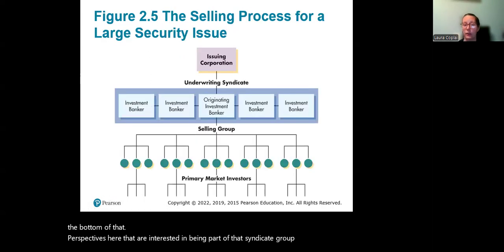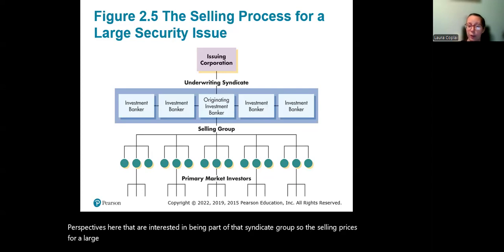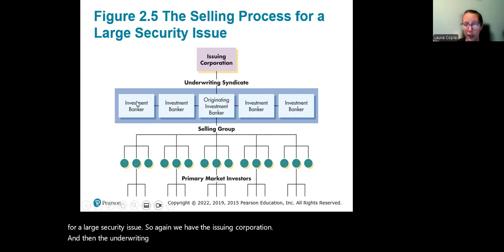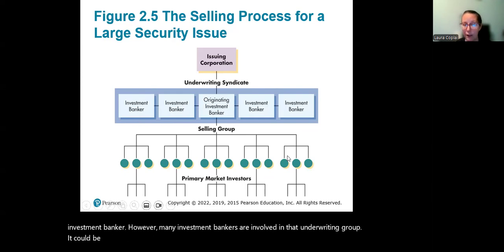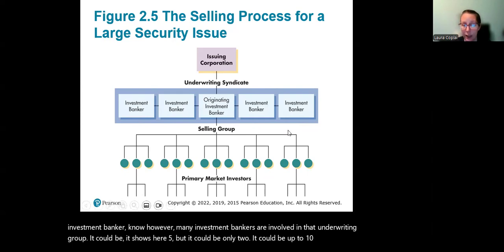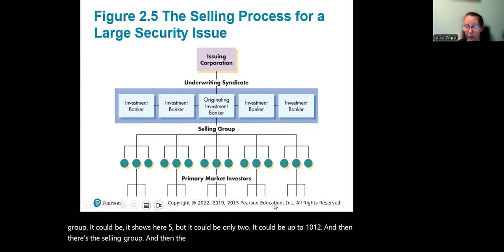So the selling process for a large security issue. Again, we have the issuing corporation and then the underwriting syndicate, which includes the original investment banker and however many investment bankers are involved in that underwriting group. It could be, like it shows here, 5, but it could be only 2. It could be up to 10, 12. And then there's the selling group and then the primary market investors.